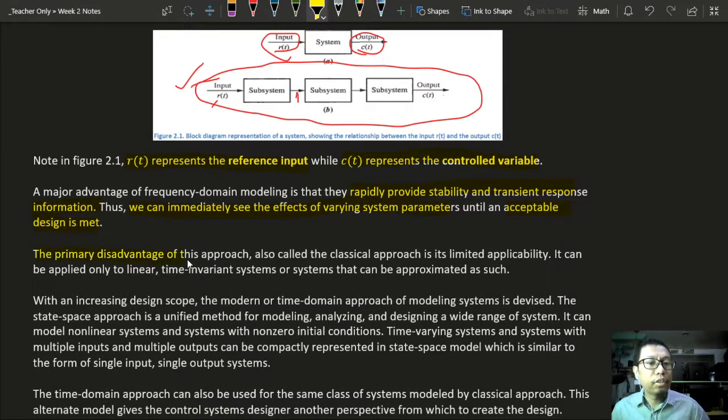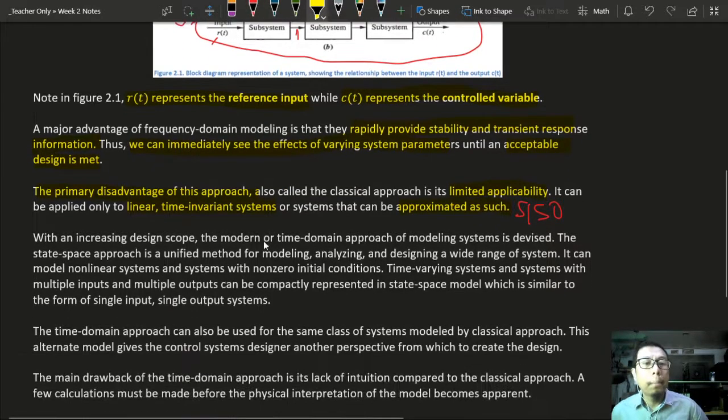The primary disadvantage of this approach, however, is its limited applicability. So time and again, sinasabi ko na kapag ginamit natin yung transfer function, ang mga systems that it can only be applied to are those that are linear and time invariant, or those that can be approximated as such. Ang isa pang pwede lang natin pag-applyan ng ganitong system is yung tinatawag natin single input, single output system. So yun yung mga isa pa pwede natin pag-applyan.